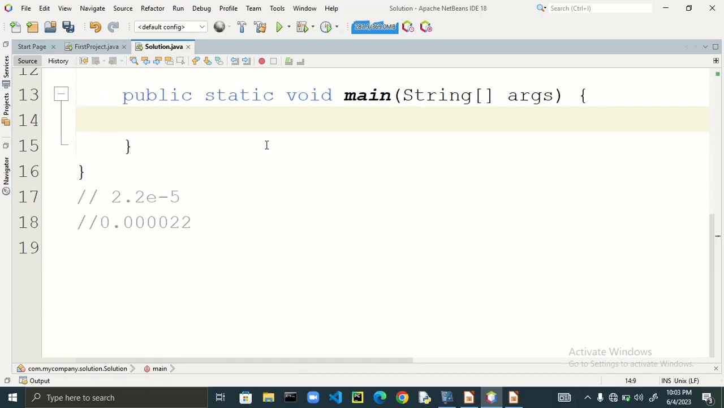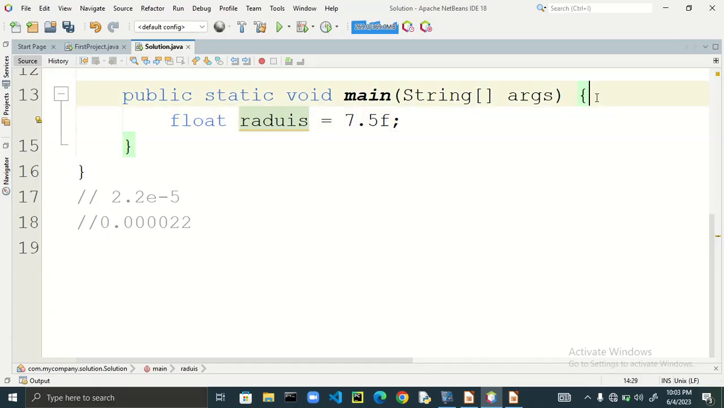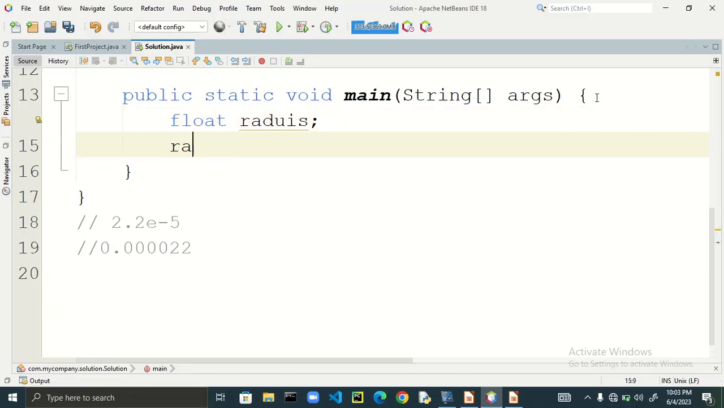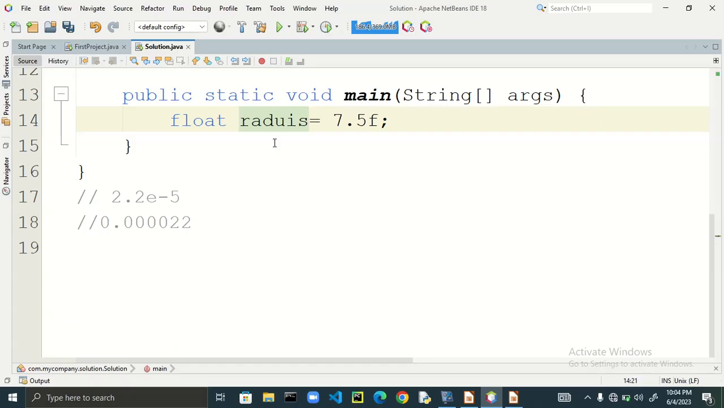So let's say float radius is equal to 7.5, with the f here. Now I can choose to do it this way, I can just say float radius and then finally say radius equal to 7.5. I can choose to do them differently, or on the same line. This is still the same thing as the initial thing that we did, so I'm going to maintain the first one: float radius is equal to this.